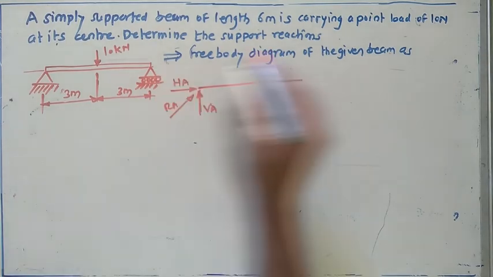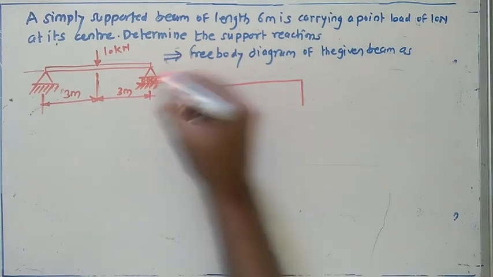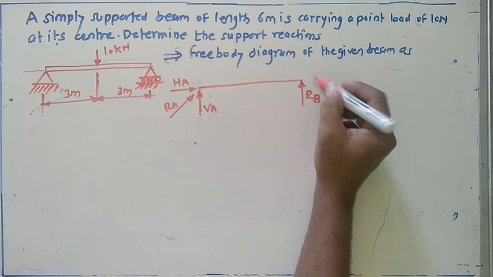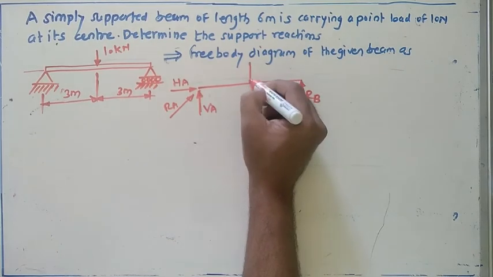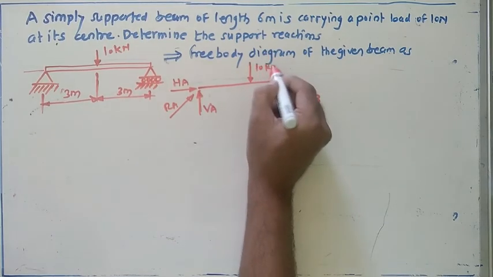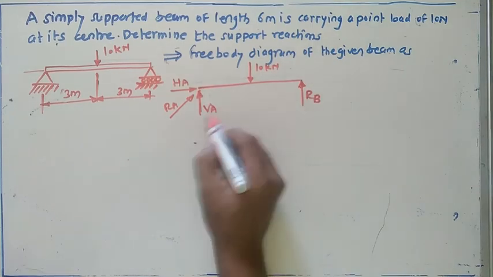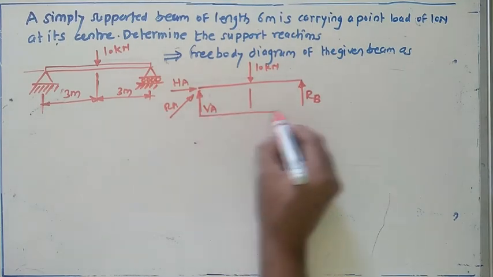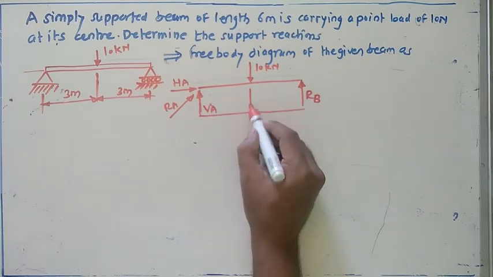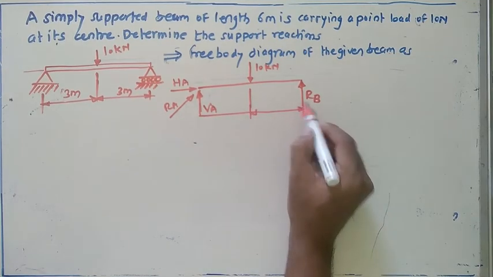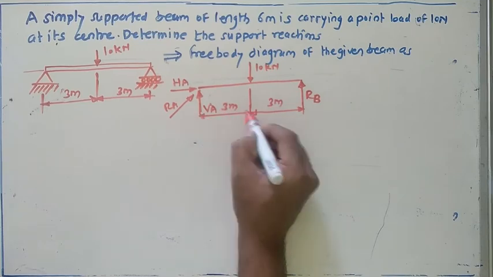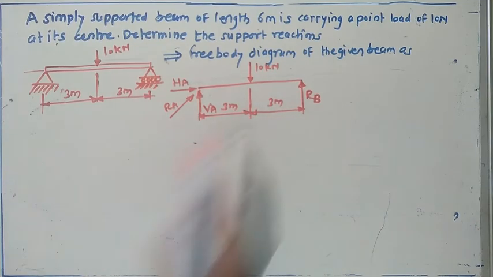What about the other side? Here we have the roller support. For the roller support, only a single reaction will come. What about this load? You have to show it as it is. My target is to get the values for RA and RB. These indicate the support reactions. Just 3 meter from this side and 3 meter from this side. In this way, first of all, you have to draw the free body diagram of the given system.